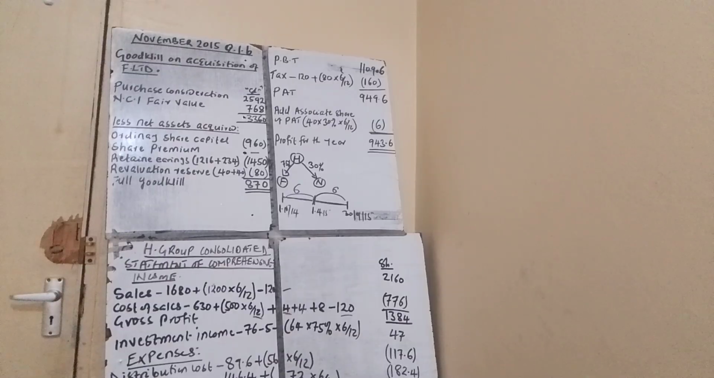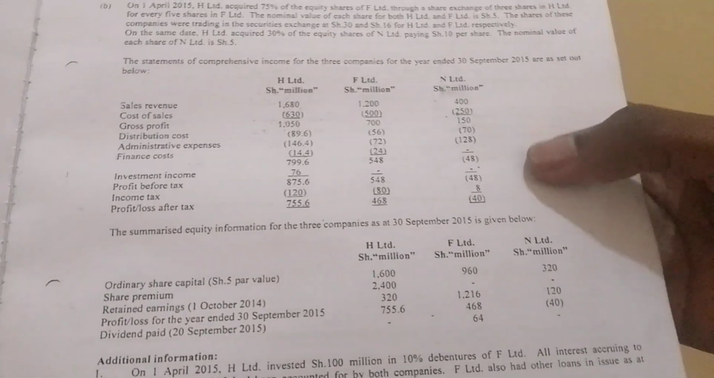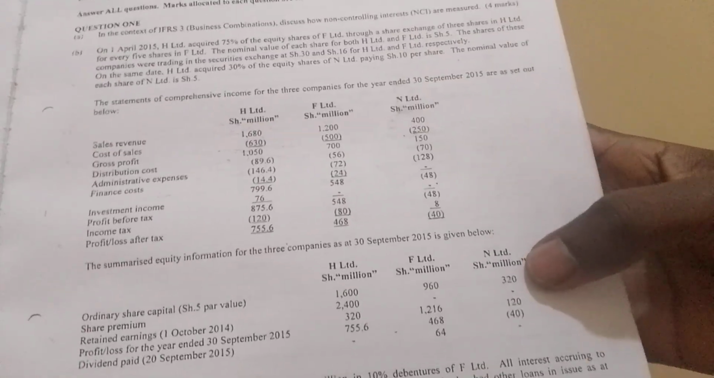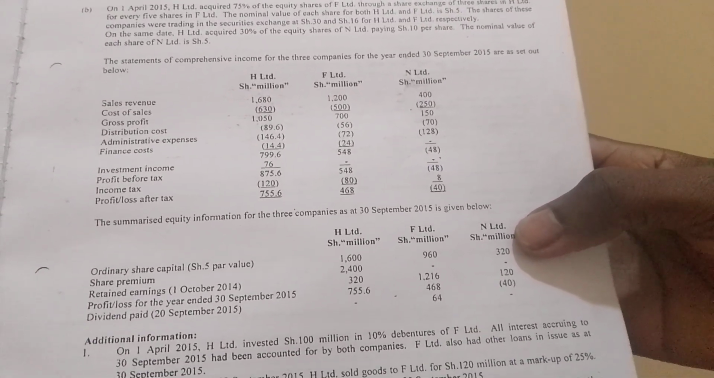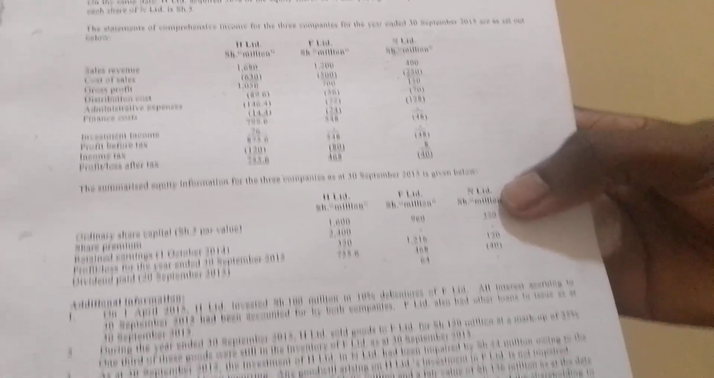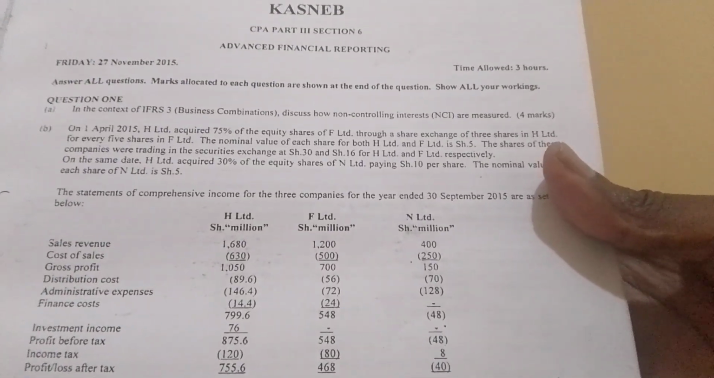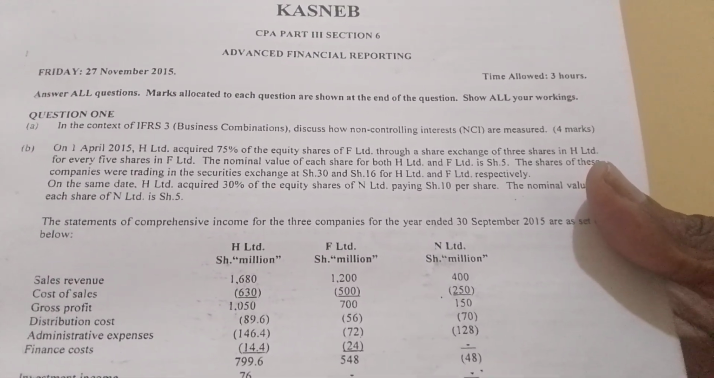Okay, maybe you did not understand what I'm doing, but I can just show you distribution cost. What you are doing when you are consolidating, you just pick distribution cost for H, which is 89.6 plus 56 times 6 over 12. 56 we are multiplying by 6 over 12 because we acquired that company 6 months towards the end of the year. We got 117.6.